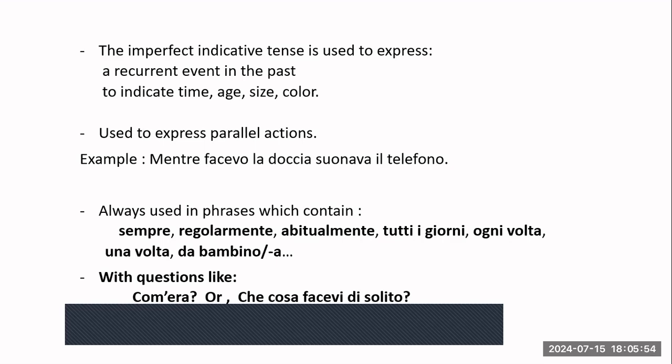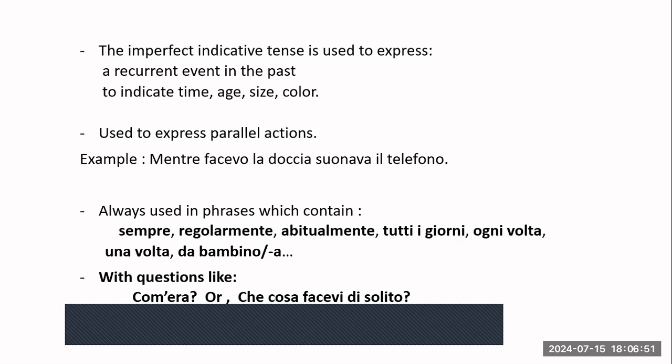So if something is happening in the past, when you're doing something while you're doing something else, that's when you use the imperfect. So for example, mentre facevo la doccia, suonava il telefono. So while I was showering, the telephone rang. You will always use it when you find these words in your sentences. So, sempre, regolarmente, abitualmente, tutti i giorni, ogni volta, una volta, da bambino, da piccola, da piccolo. So you can see it's whenever it's something that was done regularly, something that was a habit, something that was often, every day, every time, once upon a time, that's when you use the imperfect.